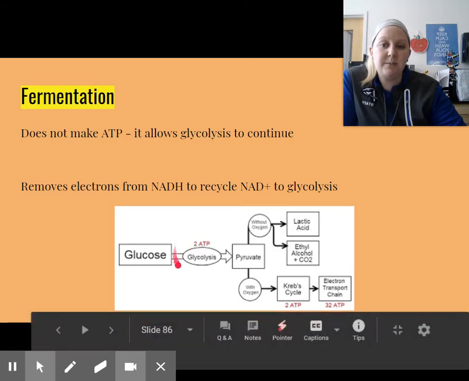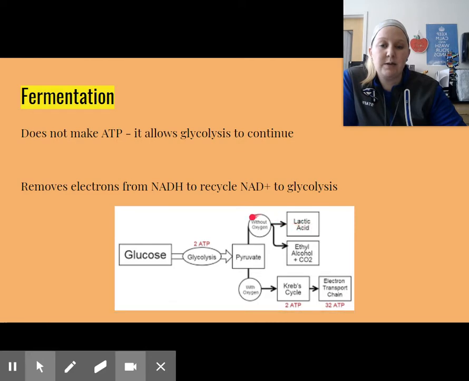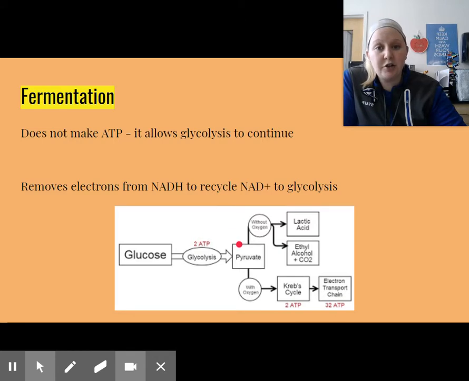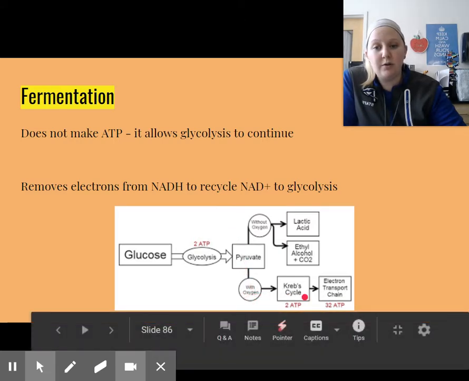2 molecules of ATP are produced in glycolysis, and if oxygen is not present after we have pyruvate, we go through 2 types of fermentation that kick back molecules to make more ATP at glycolysis. If oxygen is present, we go through the Krebs cycle and electron transport to make up to 32 molecules of ATP.